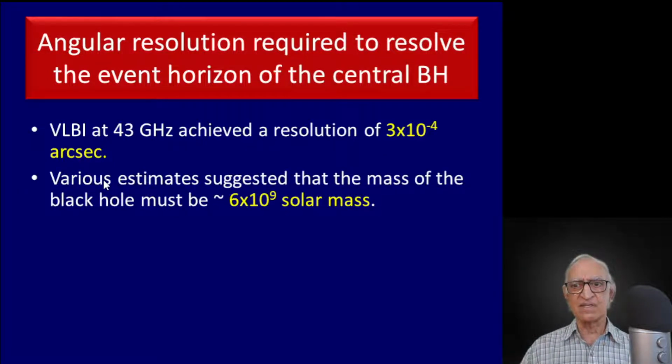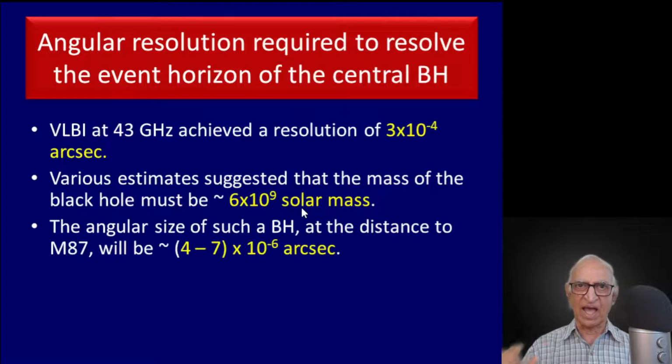Now, various estimates had already suggested that the mass of the central body, if it were a black hole or whatever it may be, deduced from Eddington luminosity argument, must be of the order of or greater than 6 times 10 to the power 9 solar mass. Therefore, you can calculate what would be the Schwarzschild radius corresponding to that mass, 2GM divided by c squared. And then you can ask what will be the angular size subtended by the event horizon at the distance of the giant elliptical galaxy M87. Now, the angular size of such a black hole at the distance of M87 will be of the order of 4 to 7 times 10 to the power minus 6 arc seconds.